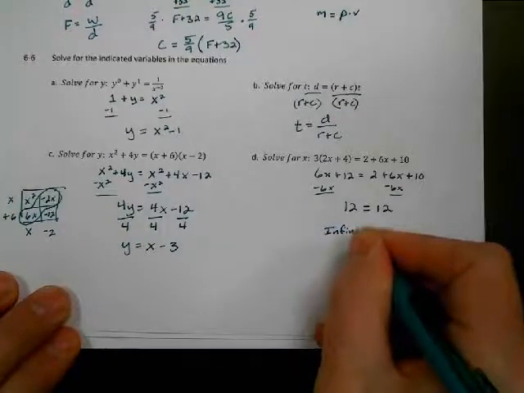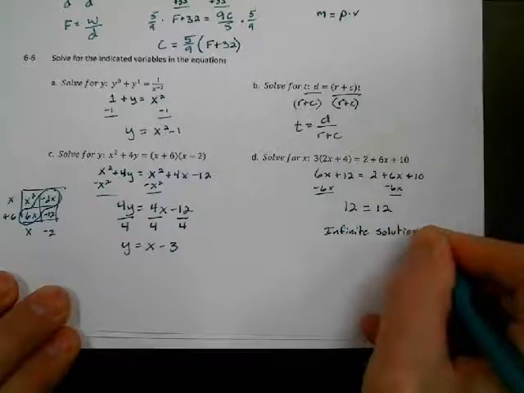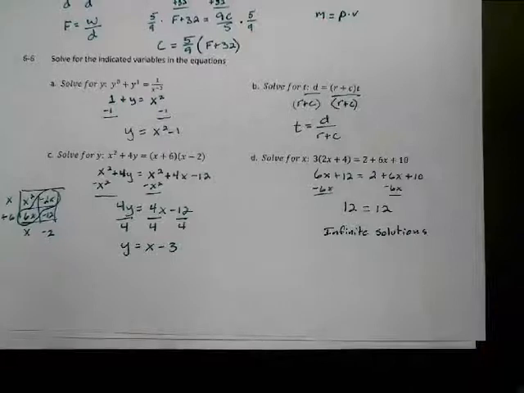All right, so basically we're just using our properties of equality, adding a number to both sides, subtracting a number from both sides, multiplying both sides by a number, dividing both sides by a number, all of our properties of equality to move things around to get our variable by itself.